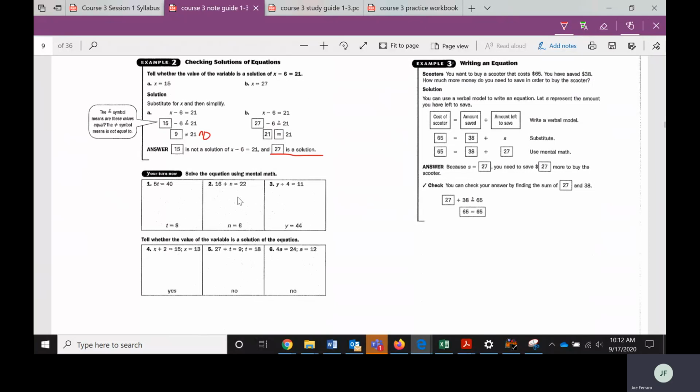Okay, let's just go through these quick. Here they're saying 5 times what equals 40? So again, that would be 5 times 8 equals 40. Look in here, they're saying 16 plus what equals 22? Okay, 16 plus 6 is 22. Okay, and then here they're saying what divided by 4 equals 11.